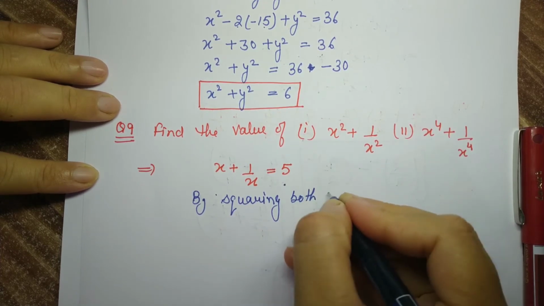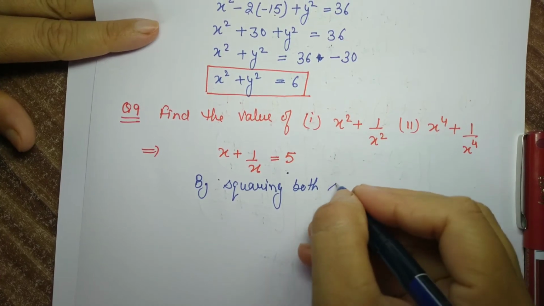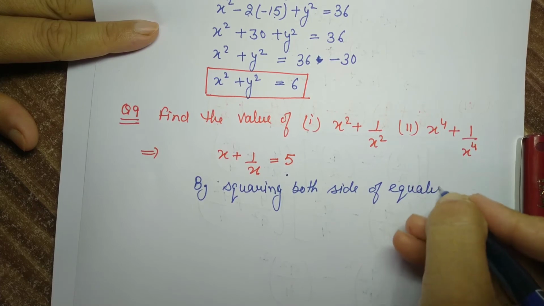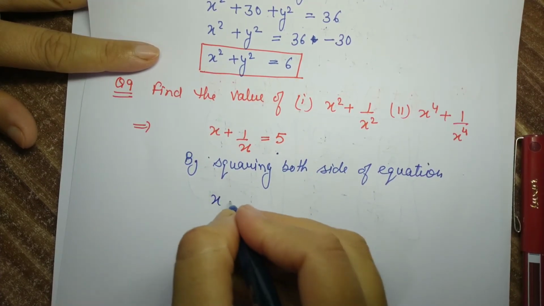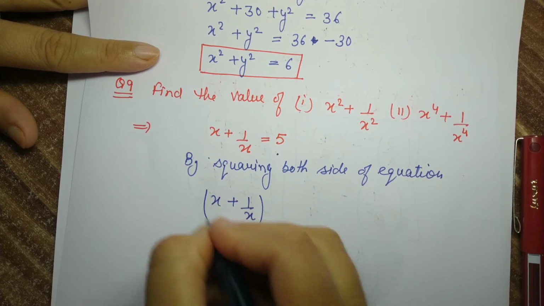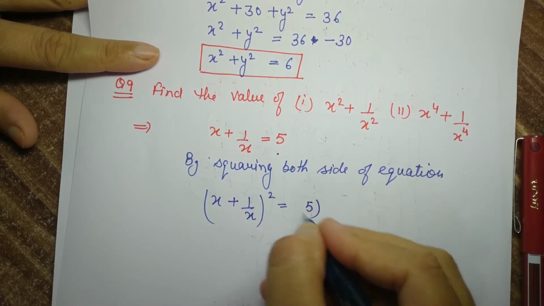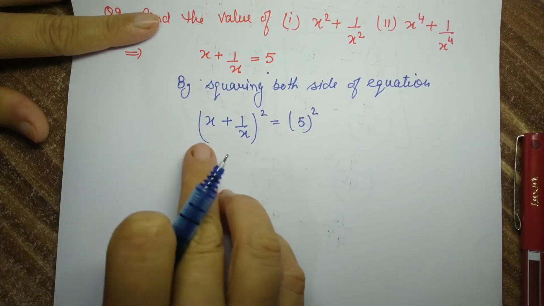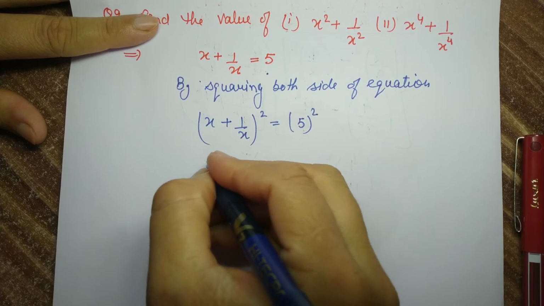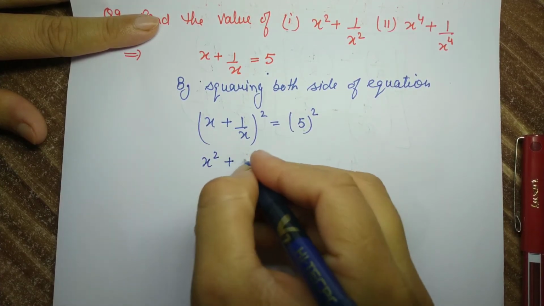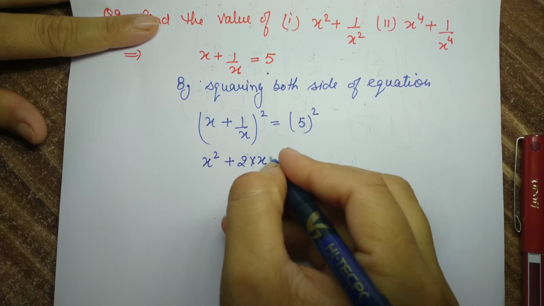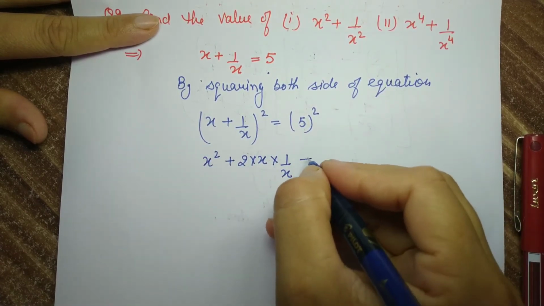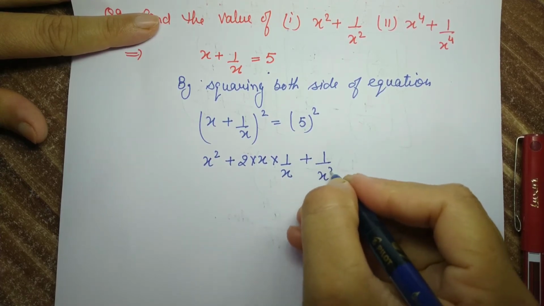So first we square both sides of the equation. Okay, friends. Now when we square (x + 1/x) whole square, then 5 whole square. Now students, have you remembered the identities? (a + b) whole square, so how to open? a square plus 2ab plus b square. This is our a value, this is b value. Then plus 2ab, then 1 upon x square equals 5 square.